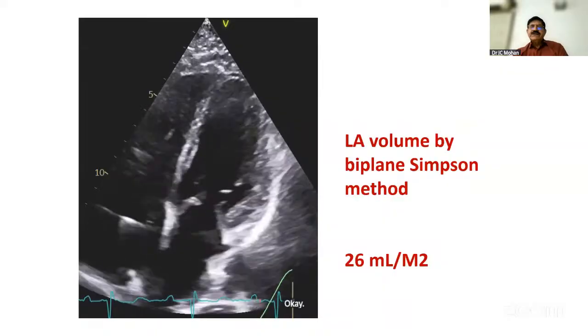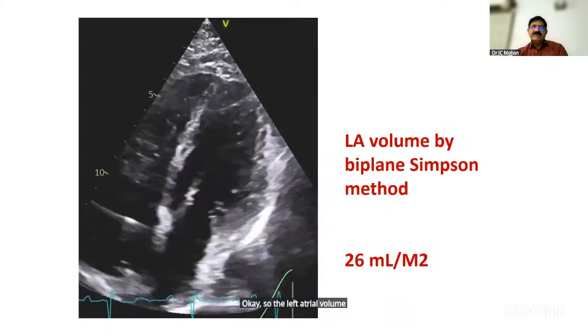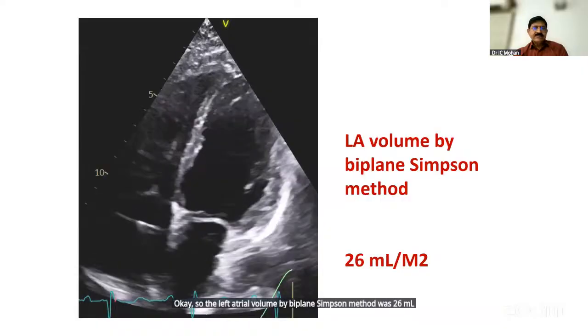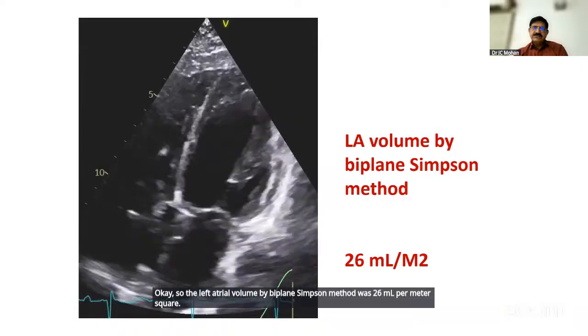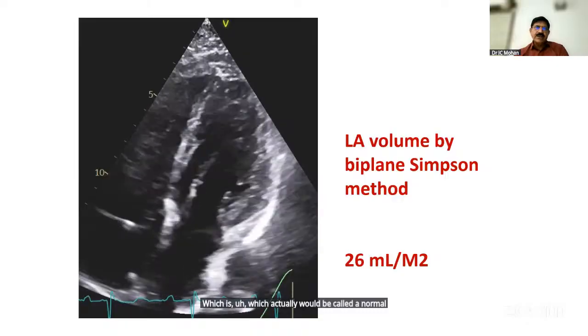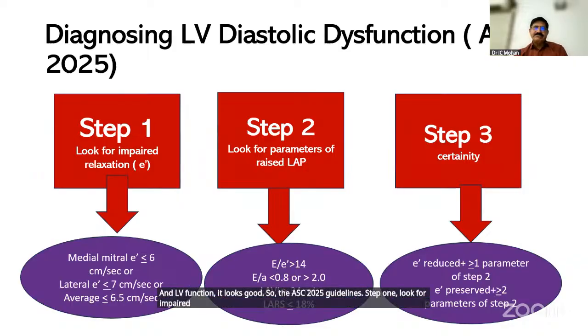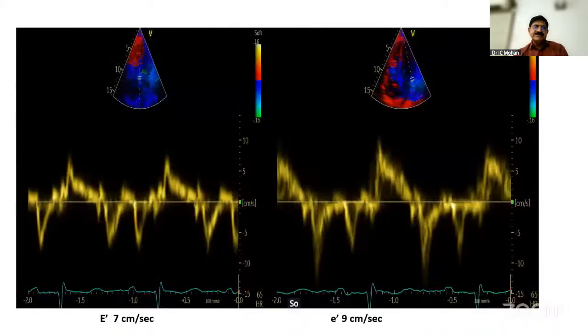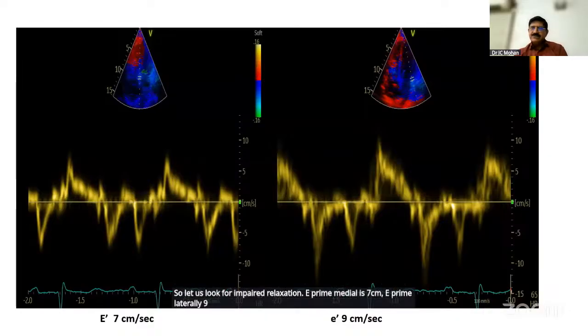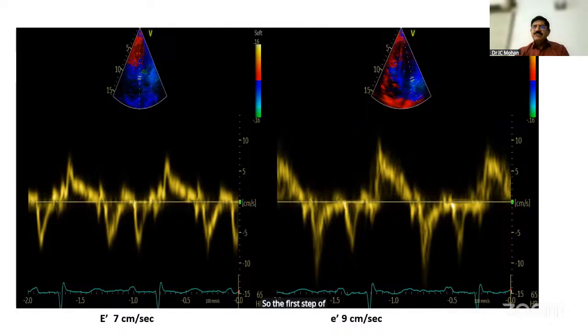Okay, so the left atrial volume by biplane Simpson method was 26 ml per meter square, which actually would be called a normal left atrial volume. And LV function, it looks good. So the ASE 2025 guidelines, step 1, look for impaired relaxation, E prime. So let us look for impaired relaxation. E prime medial is 7 centimeter, E prime lateral is 9 centimeter. So the first step of ASE, well, the E prime is preserved.